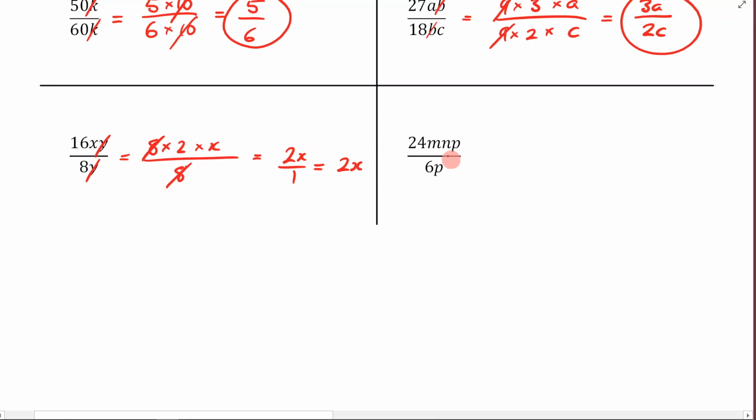And then lastly, very last one, this p will cancel with this p, which will leave me with 24 is the same thing as 6 times 4 times m times n over 6. This 6 will cancel with that, and I'll be left with 4mn, and that will be my answer.